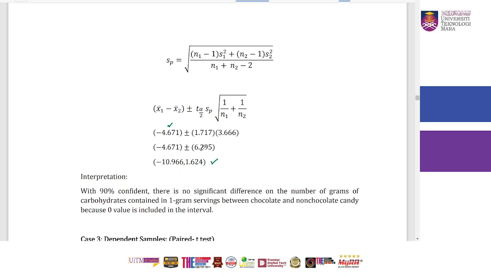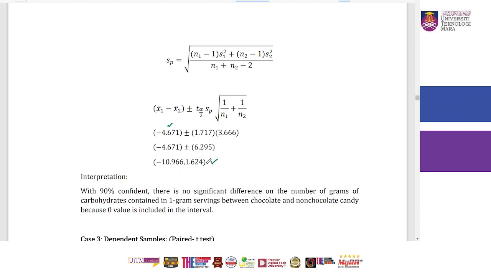So what is your conclusion here? So kita tengok kat sini, ada kosong tak dalam ni? Ada kosong kan? Sebab dia ada perubahan tanda, negatif dengan positif. Kalau dua-dua negatif, that means zero is not included. Ataupun dua-dua positif, zero is not included in the confidence interval. Right now, one is negative, the other one is positive.